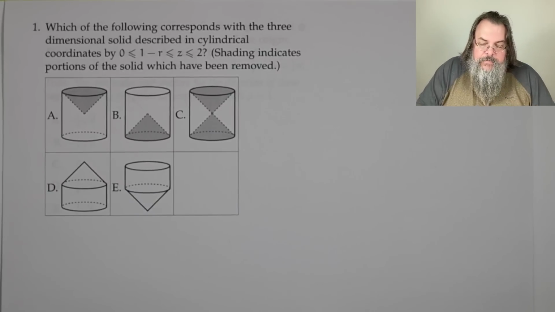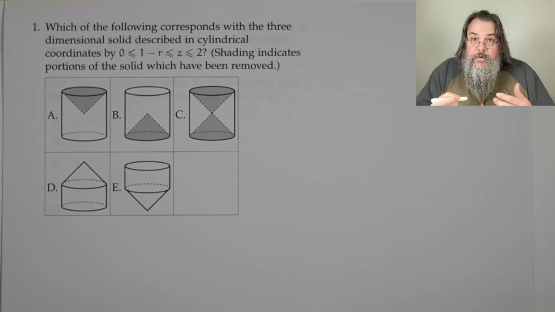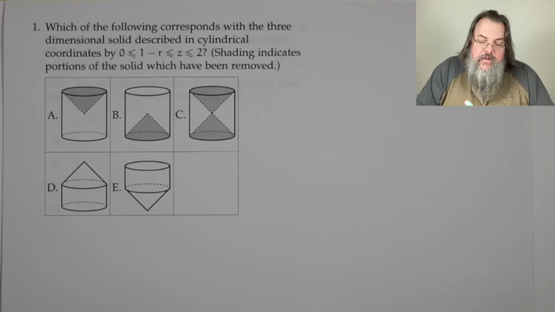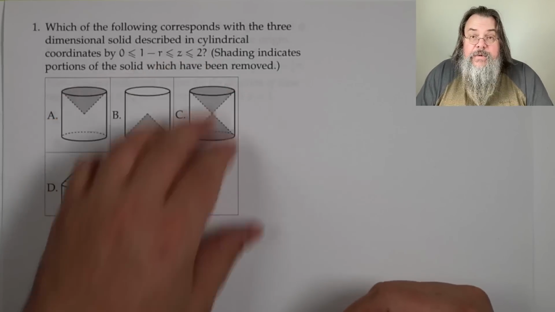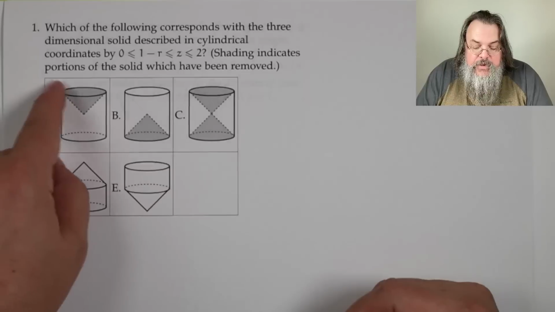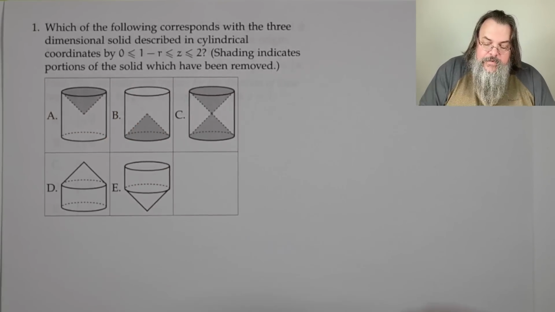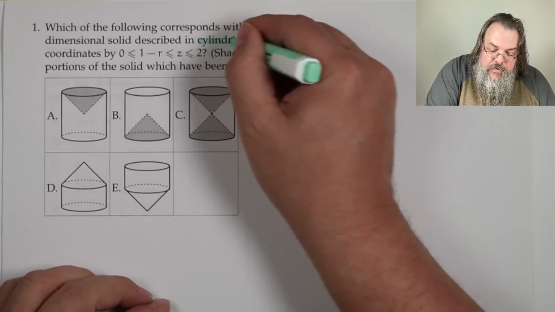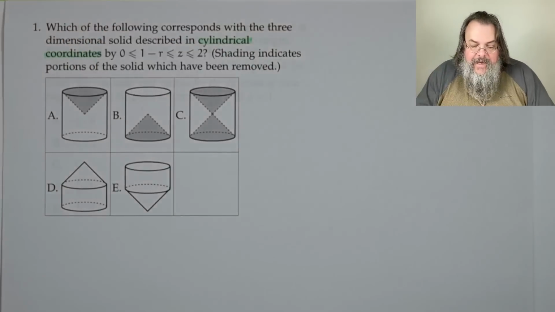Which of the following corresponds with the 3-dimensional solid described in cylindrical coordinates by 0 less than or equal to 1 minus r, less than or equal to z, less than or equal to 2? And there's this parenthetical comment, shading indicates portions of the solid which have been removed. Now, of course, we see cylindrical coordinates, so that's a clue that we should put on our cylindrical coordinates hat.